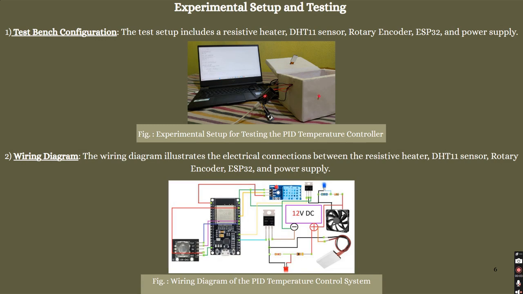1. Test bench configuration. The test setup includes a resistive heater, DHT11 sensor, rotary encoder, ESP32, and power supply. 2. Wiring diagram. The wiring diagram illustrates the electrical connections between the resistive heater, DHT11 sensor, rotary encoder, ESP32, and power supply.